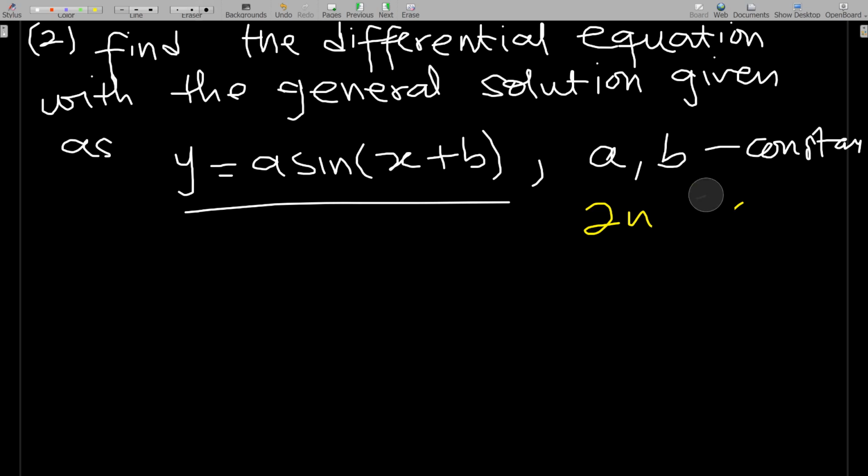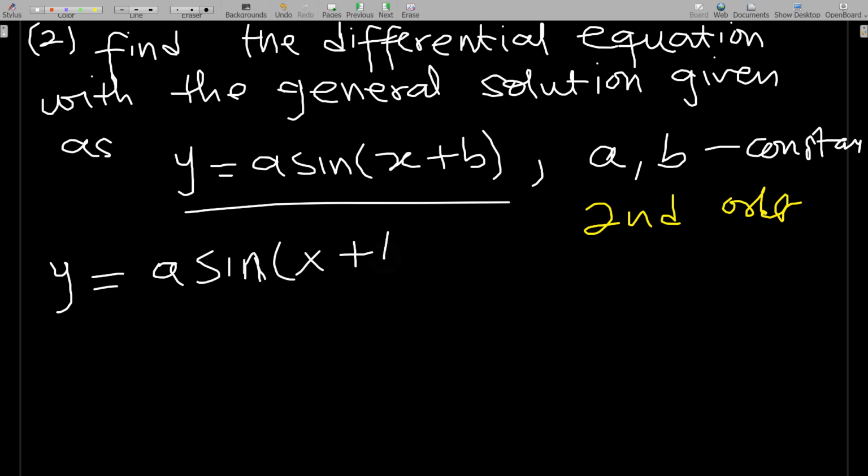it's actually second order. So we need a second order. Now we first pick y equal to a sine of x plus b as our first equation, equation 1. Then since we have two constants, we need two equations in addition to this. So we need three equations, and the first one is always the general solution given.